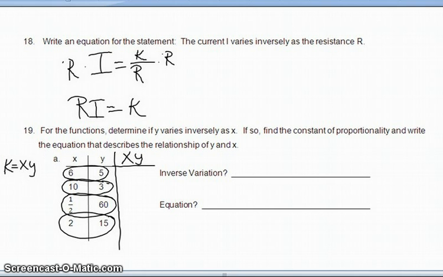6 times 5 is 30. 10 times 3 is 30. Looking good so far. 1/2 times 60 is 30. And 2 times 15 is 30. So is this an inverse variation?